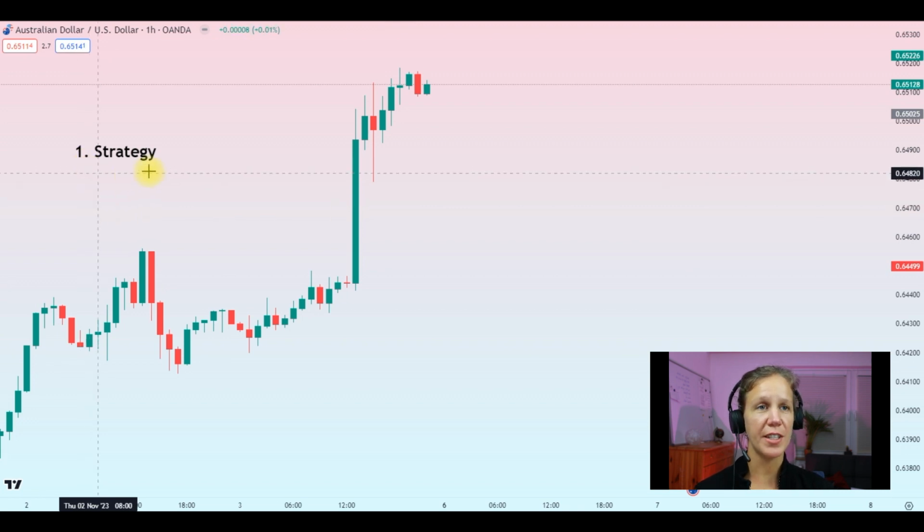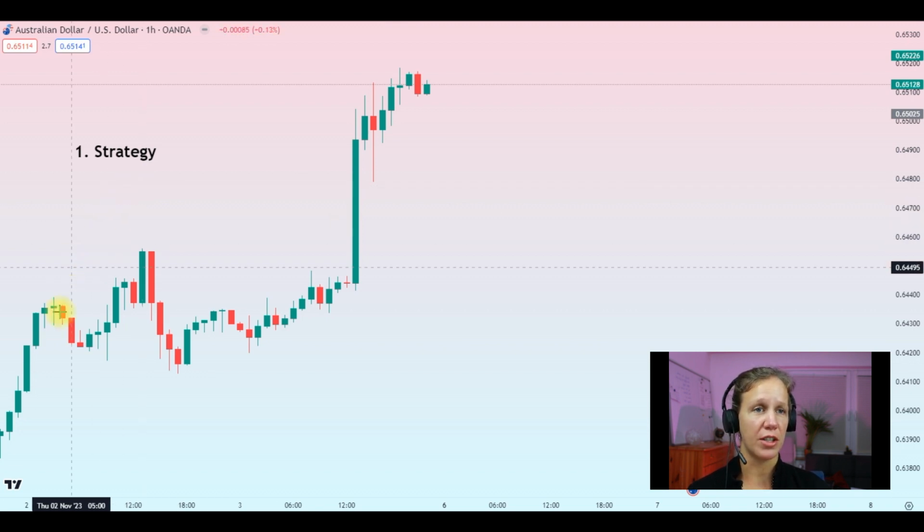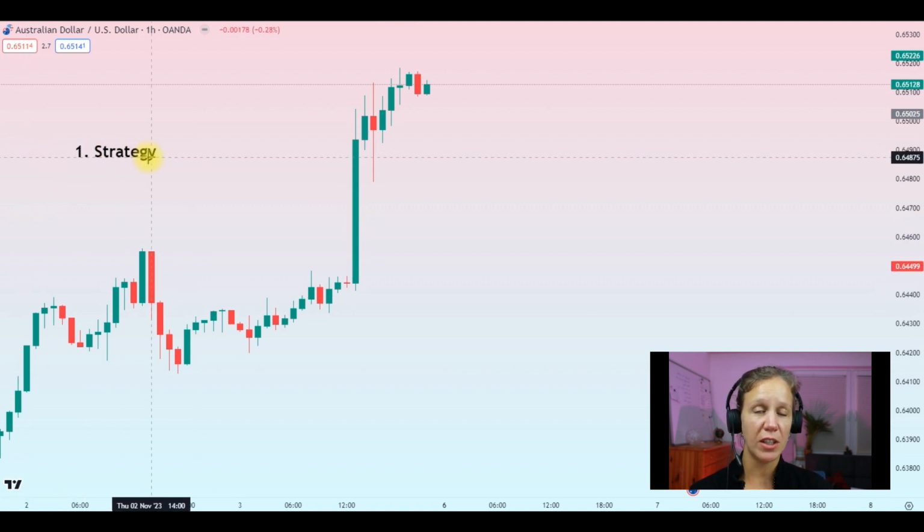Okay, the first element we're going to talk about is the strategy. And this is definitely the one that is most talked about. But you will see later on that it's definitely not the only one that you should take care of. But let's take a look at the chart first. If your strategy is not working well, this will definitely not lead to success.